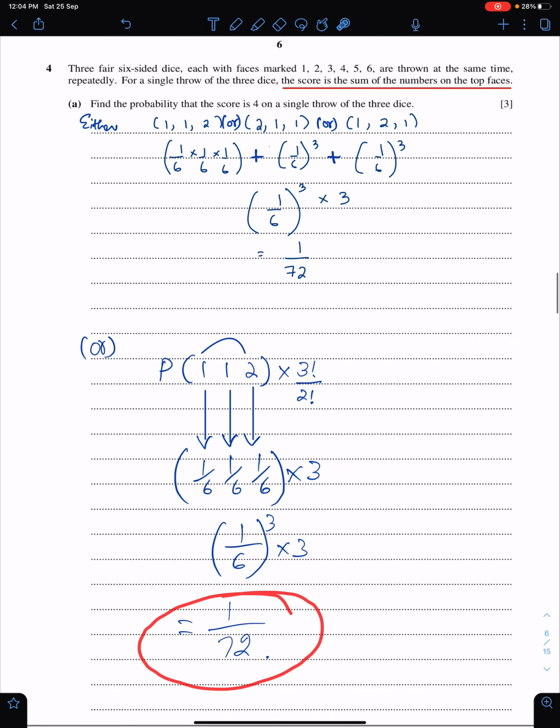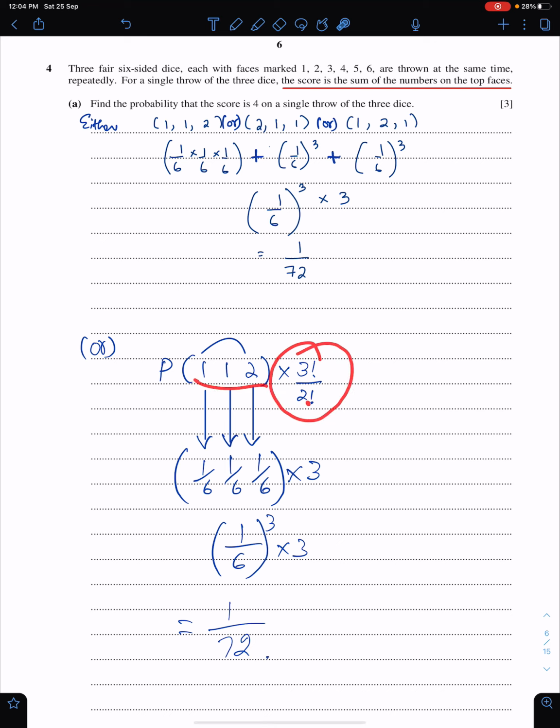This is the first method, and this is the second method. Instead of multiplying by 3 factorial over 2 factorial, you just list all the possible ways of getting the score 4: 1, 1, 2, 2, 1, 1, 1, 2, 1. The probability of each is 1 upon 6, 1 upon 6, 1 upon 6, which is 1 upon 6 cubed. Since we have 3 ways, multiply this answer by 3 to get the final answer. You can use either method. Both methods are right.